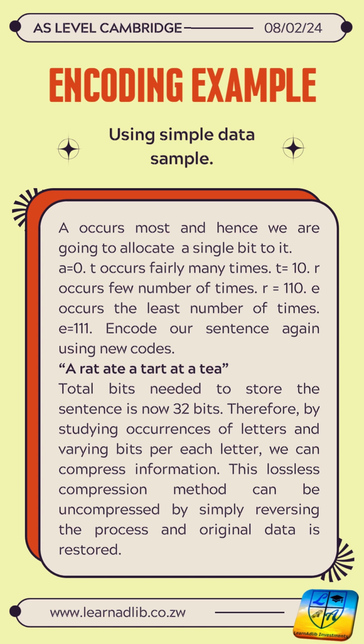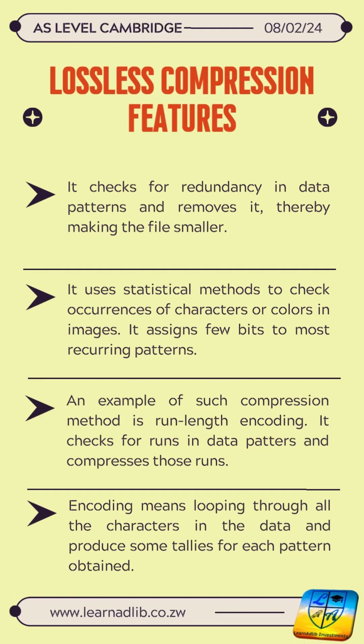Now, if you read the sentence, a rat ate a tart at a tea, it can now be compressed to become 32 bits. You see, we are now coming to 32 bits. Why? Because we have allocated the most recurring letter, A, 1 bit, and the least recurring letters, E and R, 3 bits. By doing so, we are further compressing the file, right? Now, this is an example of lossless compression.